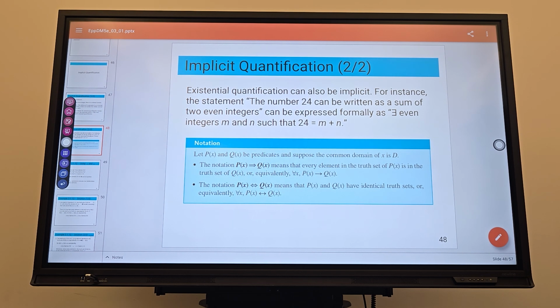If P of X with a double arrow, Q of X, means that P and Q have identical truth sets, or equivalently, for all X, P biconditionally implies Q.